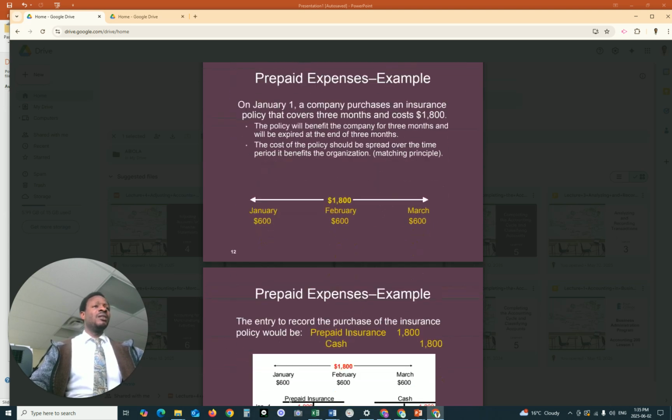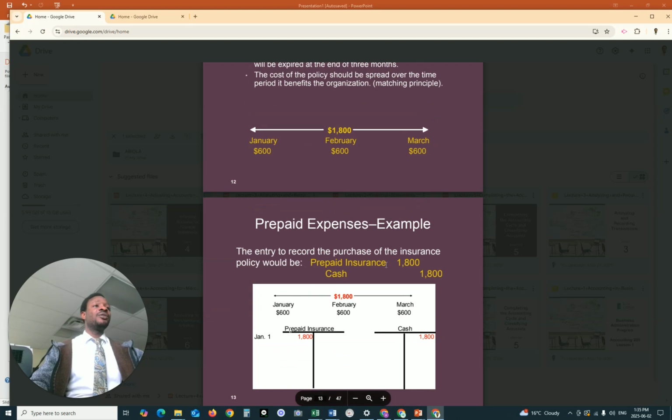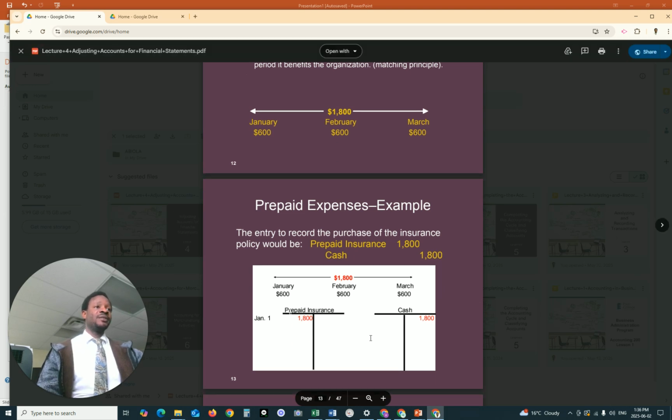So for the prepaid expense, the entry to record the purchase of insurance would be debit prepaid insurance 1,800. So the cash account goes out, is credited. Remember, in debit and credit, the entry that is giving is in the credit. The entry that is receiving is in the debit. Cash is being paid out, so it's going out. So credit the cash account. Prepaid insurance is debited. It is an asset account. That's when it happened on January 1, when the payment was made.